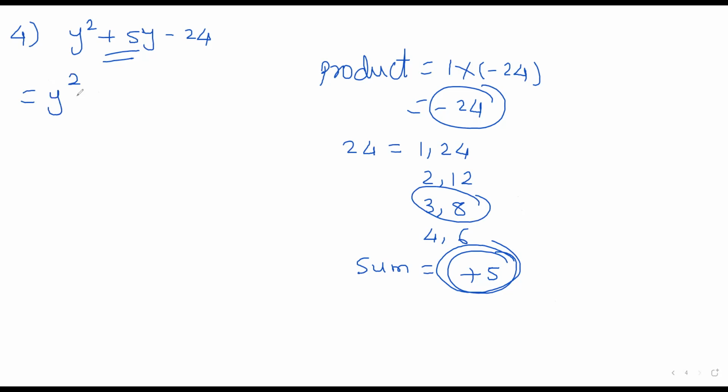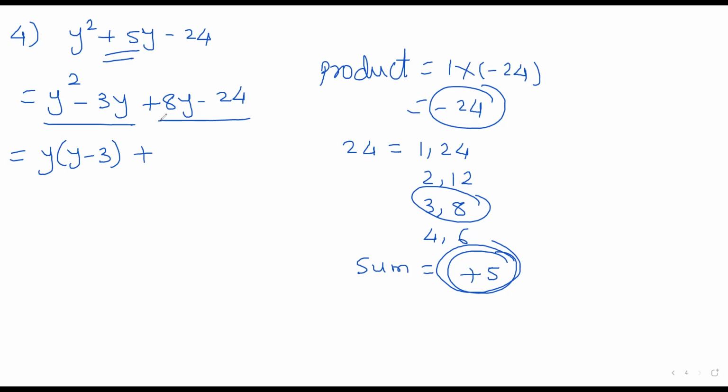So y square minus 3y plus 8y minus 24. Is that correct? Okay, what common can you take from these two? y. What do you get inside? y minus 3. What common can you take? 8. What do you get inside? y minus 3. So since you have y minus 3 here, you can take y minus 3 common. What do you get? y plus 8. That's all. This is the answer.